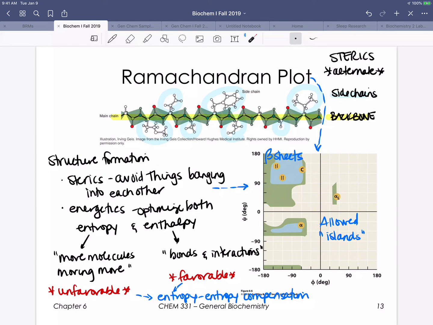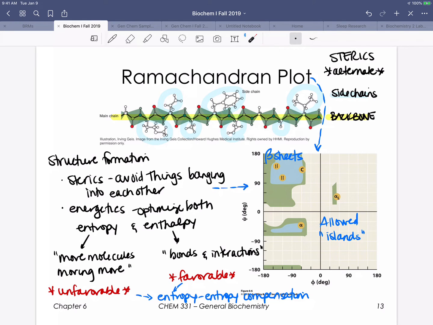So again, when we talk about structure formation and the part of it that's steric allowance, a Ramachandran plot just shows us where these allowed islands are. Again, looking at beta sheets, it's going to be a completely different structure of your backbone, because remember, for alpha helices, we called those coils. For beta sheets made from beta strands, we called those zigzags. And so to make a zigzag out of a backbone is going to be a very different set of angles than if you're making a coil. And so we have these allowed islands of space that allow structures that won't have things banging into one another. So again, that's half of structure formation: making sure we don't have stuff banging into one another.